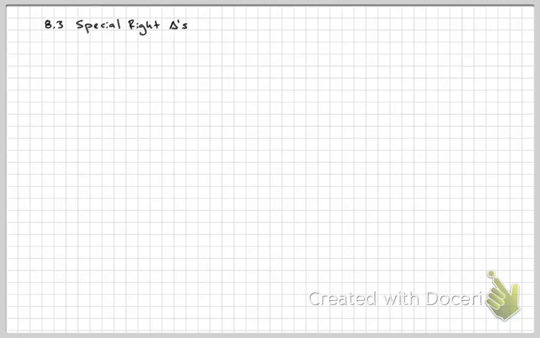Alright, what's up everybody? So with this video we're getting into special right triangles. The way that these work is there's a certain pattern or relationship that the sides have in these triangles. And we're only going to be looking at two. As long as you know how the sides relate to each other, it's fairly straightforward.